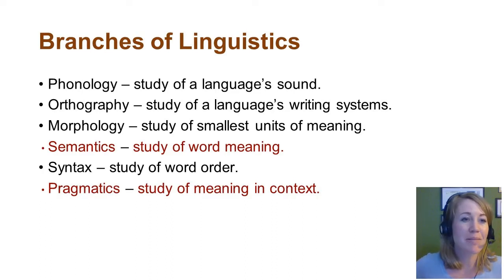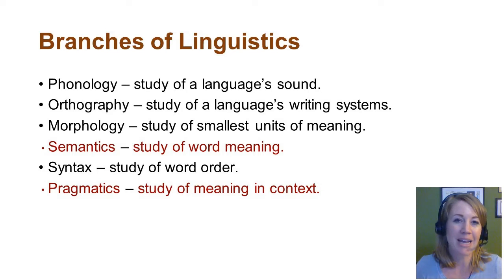So thus far in this semester, we've looked at several branches of linguistics. We looked at phonology, orthography, morphology. In phonology, we studied sound. In orthography, we studied spelling and writing. In morphology, we studied small units of meaning. We're going to go into syntax, which studies word order, right? So what order can the words go in a clause, in a sentence, in a phrase?